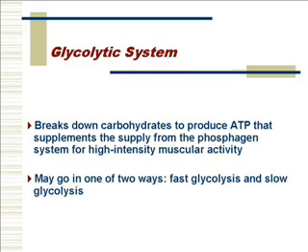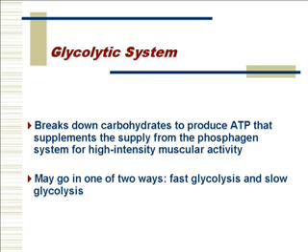Now the glycolytic system, as the term implies, is going to use a carbohydrate, essentially glucose, to produce ATP through a multi-step process. It goes in two ways. Actually, it really goes in one way. It's just the rate is going to be different. So fast glycolysis is going to move more rapidly. Slow glycolysis is going to move more slowly, as the term implies.